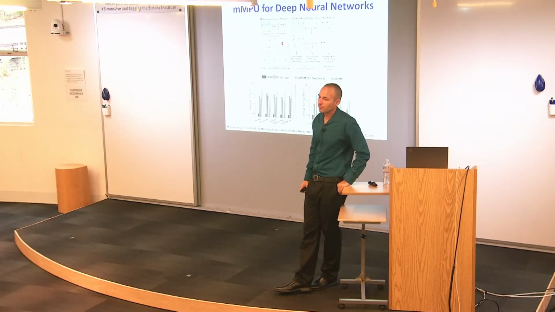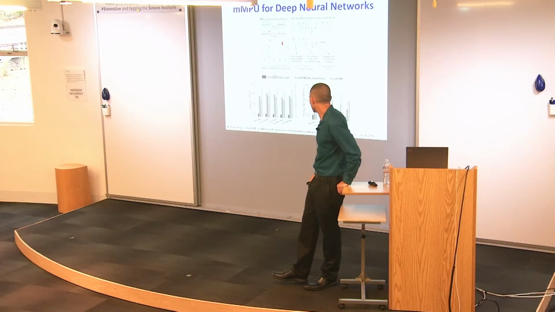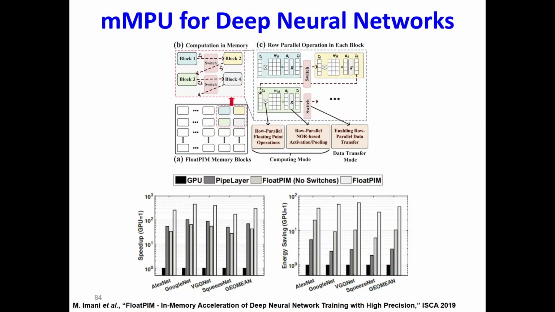Another thing that everyone wants to accelerate is neural networks. In 2019, there was a paper in ISCA that took MAGIC and accelerated the training of deep neural networks. It's before LLMs. And they showed, you can see the results, that they improved the speed by about 100 times compared to a GPU. And in energy, it's also around 100 times better compared to a GPU.